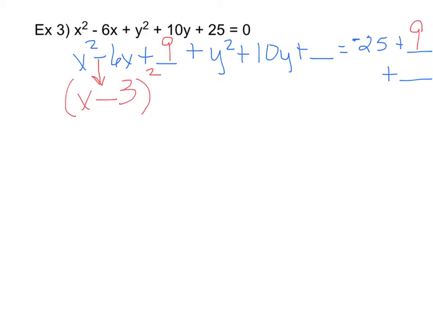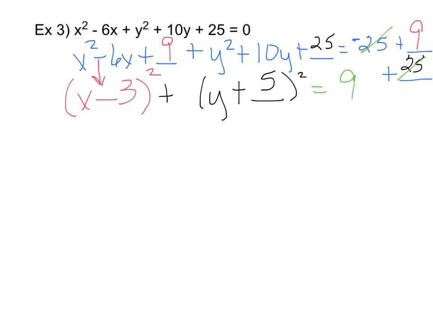Now, let's take care of that y part. So plus, I have a y plus blank squared. So I'm going to take my 10, divide it by 2, giving me a 5. And when you square the 5, you get 25. Again, whatever you do to one side, you have to do to the other. Now look and see what happens here. I'm going to combine the terms on the right side. A plus 25 and a minus 25 cancel out, and I'm just left with 9 on that side. So I have x minus 3 squared plus y plus 5 squared equals 9.